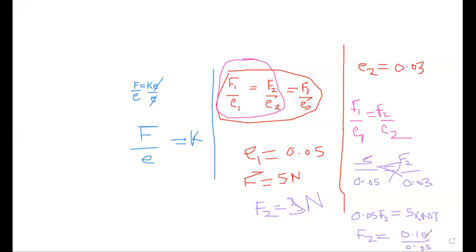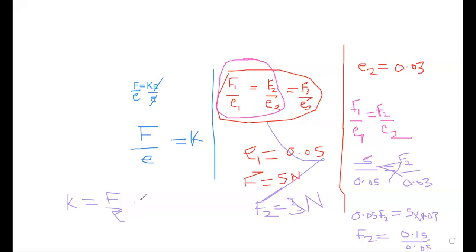So that is the one approach. Then part two, they asked us to get the constant K. So how would we get K? We know that K, the constant, is equal to F out of E. So you choose which F and E to use. You can use the 0.05 and the 5, or you can use the 3 and the 0.03. You will get the same answer because that one is a constant.